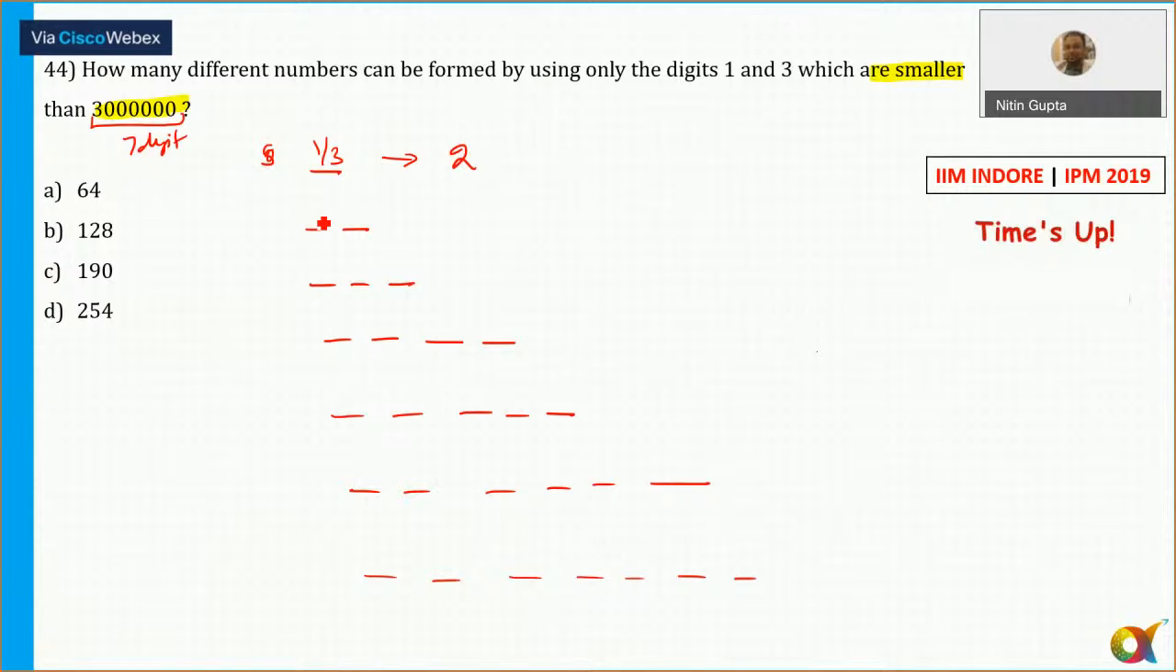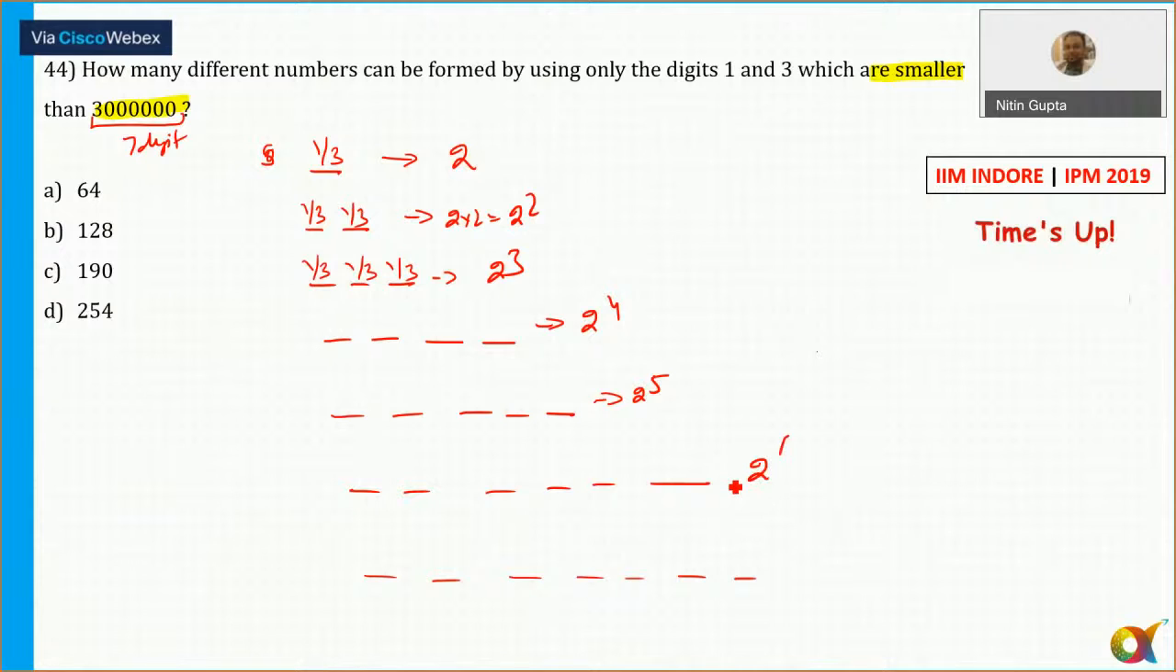If it is a two digit number, again the digits can be 1 or 3. So there are two, that is 2 square. Here, 1 3. So it means that is 2 cube. So similarly, for a 4 digit number 2 raised to power 4, 2 raised to power 5, and for a 6 digit number 2 raised to power 6.